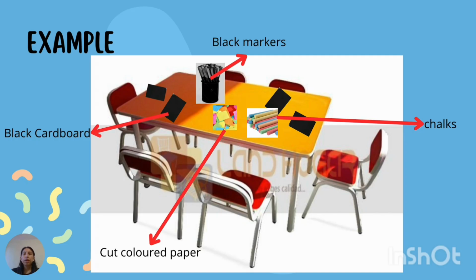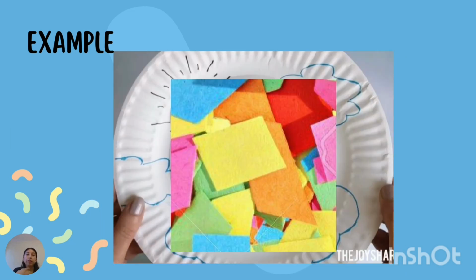For example, the teacher will distribute the material and the students start working, as we can see in this picture. The black cardboard, the black markers, the chalks, the cut colored paper, and other materials if necessary. Another example, as we can see in this picture, the teacher will distribute the material and the students start working. This is the cut colored paper.